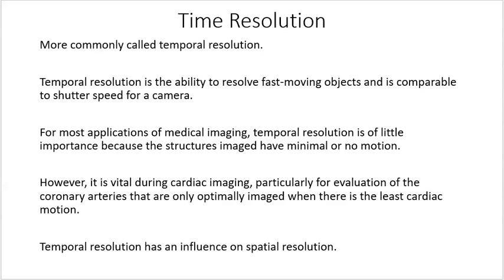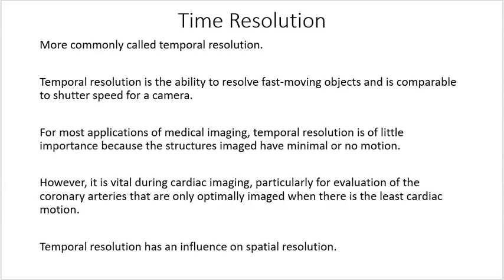But when you're imaging the heart, which hopefully is always beating, now you have motion to deal with. So whenever you're doing cardiac imaging, you need to set up the scan in such a way that the images are captured very rapidly, so you minimize the motion of the heart, and you can see the structures, particularly the coronary arteries around the heart. So that's what time resolution or temporal resolution is.